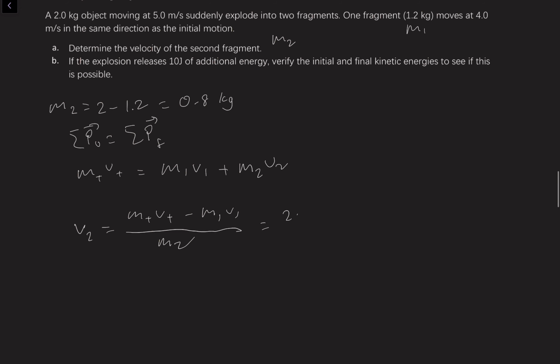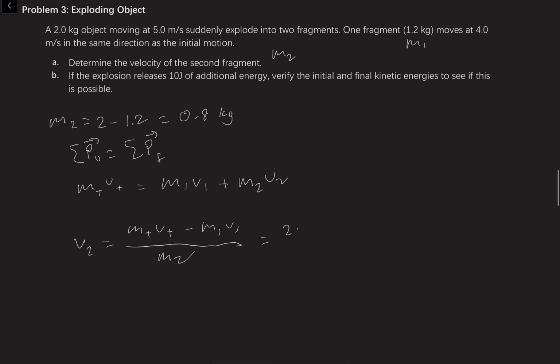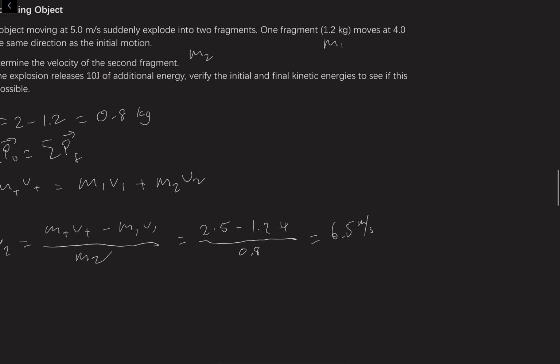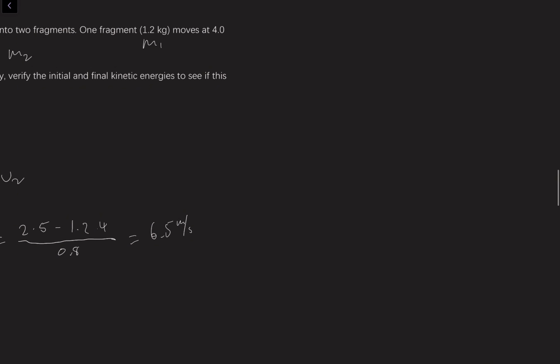M total is 2 kilograms times initial velocity 5, minus the first component 1.2 kilograms times 4 meters per second, divided by M2, which is 0.8. So we get 6.5 meters per second. That's the velocity of the second block. We can see that kinetic energy increased even though it's exploding, and we gain extra energy in the system. Well, it transferred into kinetic energy.